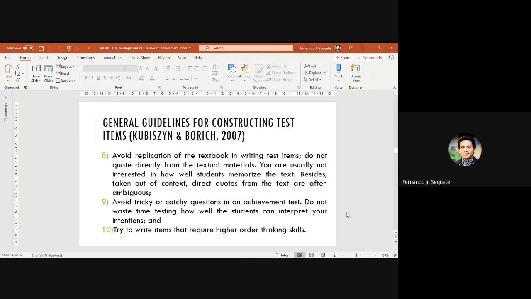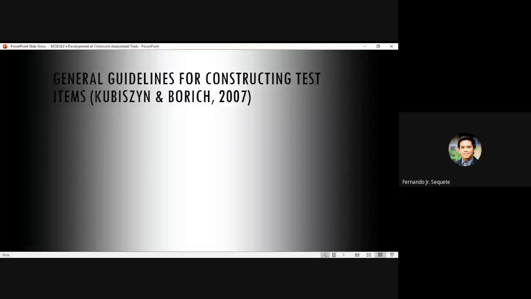Number 10, try to write items that require higher order thinking skills, no? This is actually the goal of assessing. As much as possible, especially in tertiary level again, teachers should construct higher order thinking skills questions. Okay, para mahasa sila, kumbaga.